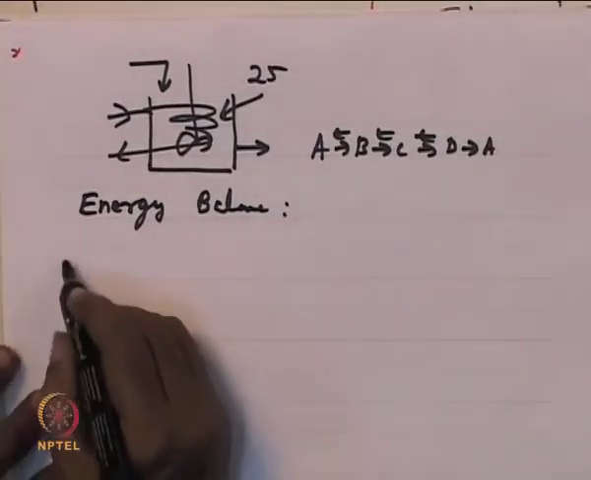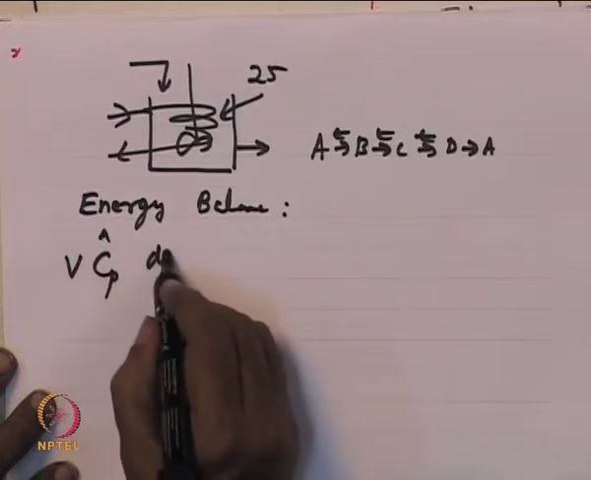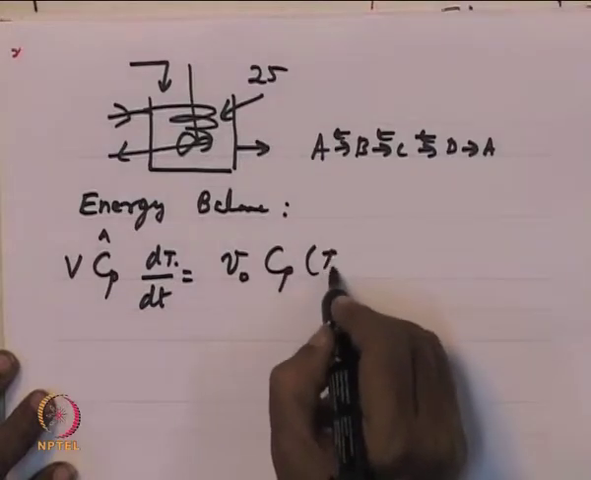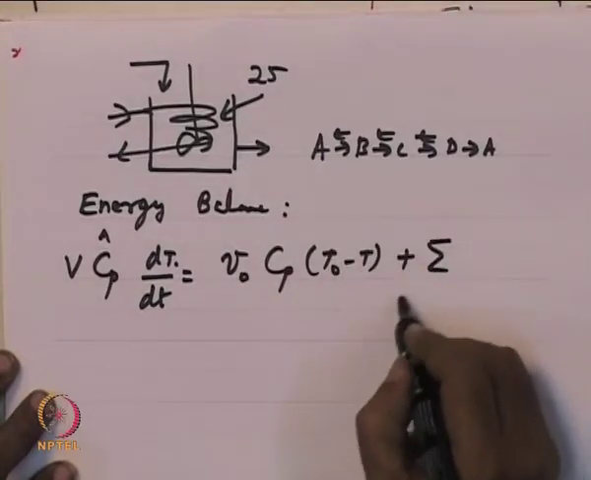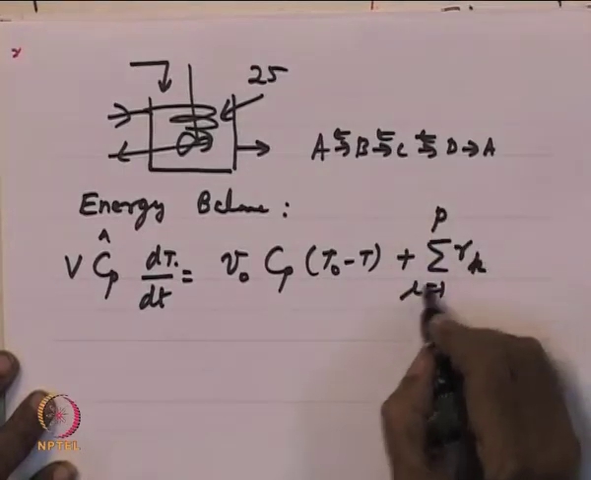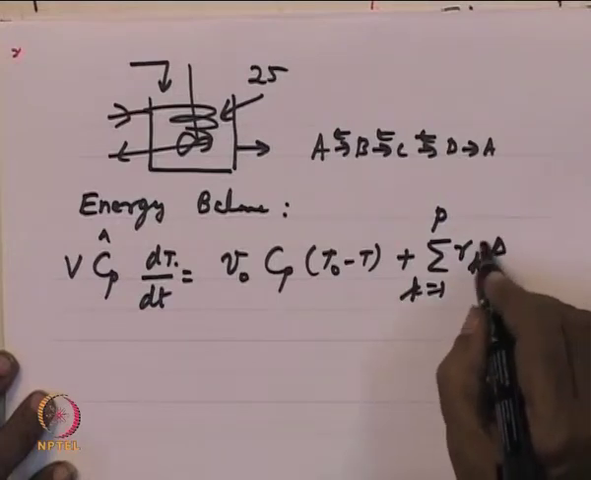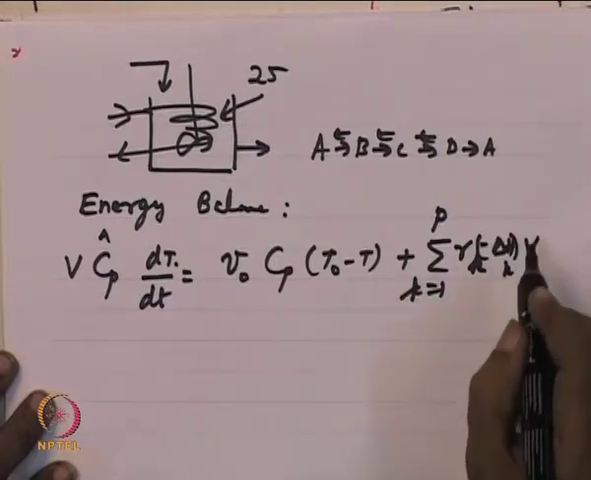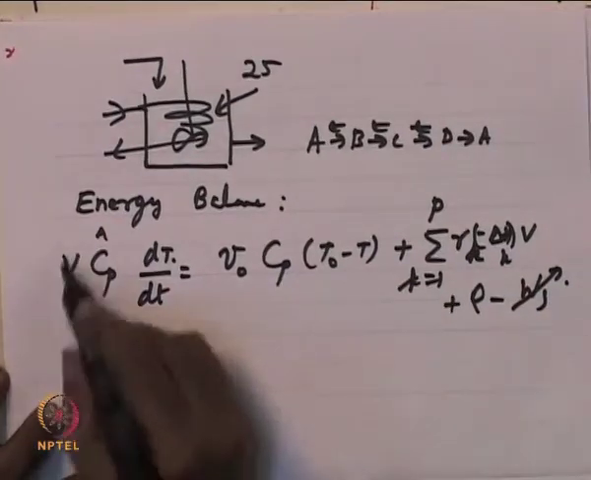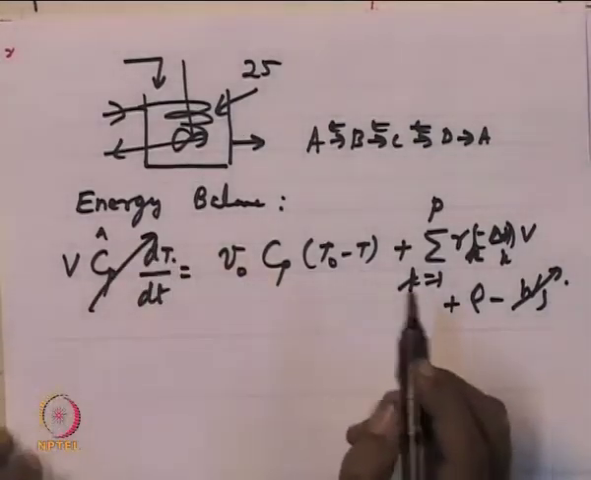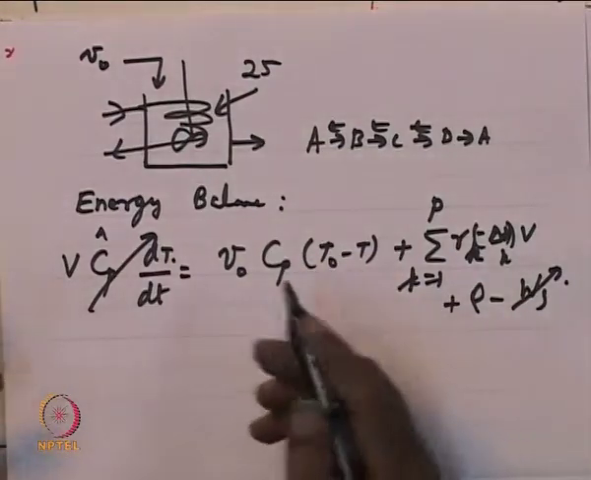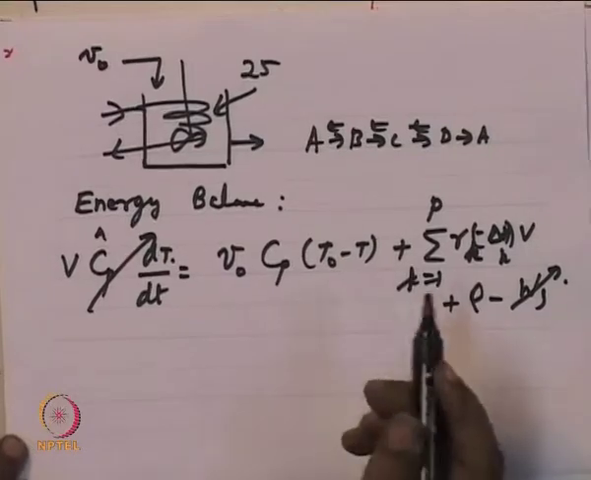So, what is our energy balance equation? V Cp dT/dt equal to V0 Cp (T0 minus T) plus sigma over all the P reactions, Rk times (minus delta Hk) times V, plus Q minus Ws, which is not there. Now this is at steady state, therefore, this is not there. This is V0. Cp is volumetric specific heat, we know all that. Inlet temperature, outlet temperature, all the data is given.